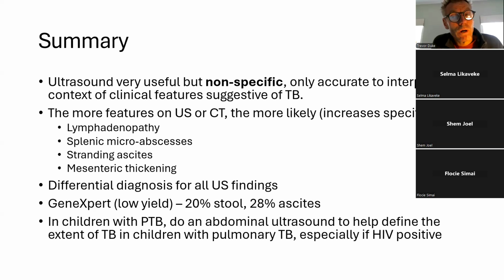Remember, although we think of these days of GeneXpert testing as an important modality of investigation, if it's positive, it's very helpful. If it's negative, it doesn't mean that the child doesn't have tuberculosis. So the yield, the sensitivity is actually quite low, 20% from stool and 28% from ascites from several studies.